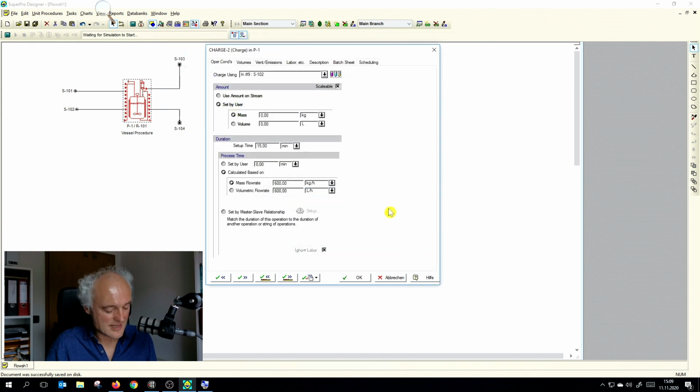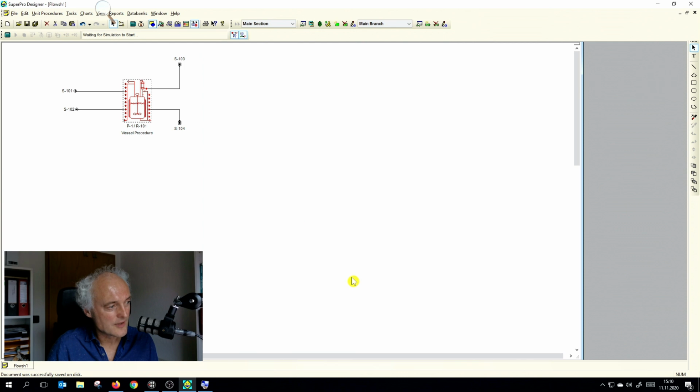Okay. And now we need to tell the software how much is being charged. So we cannot use the amount of the stream because the stream in this case just contains the composition. We want to set it here. So mass flow, we add also here 1000 kilograms. And the remaining things also we leave untouched.